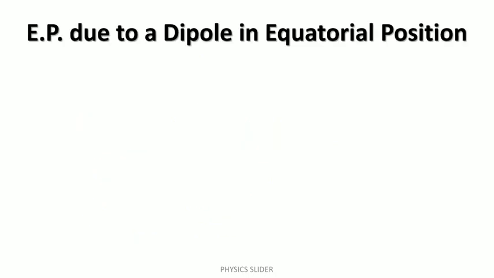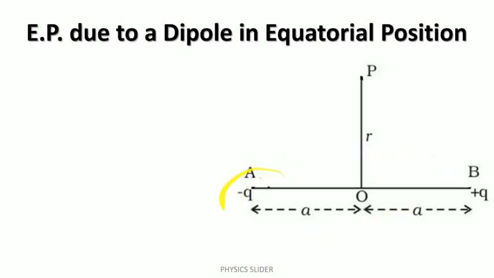Now moving on with the electric potential due to a dipole in equatorial position. So let us consider a dipole of charges minus q and plus q separated by a distance 2a, this a and this a, and we need to calculate the electric potential at a point p, which is at a distance r from the center of this dipole. So what we need to do, we need to find out the electric potential due to this negative charge at this point p, and due to this positive charge at this point p. Then we need to calculate the net of these electric potentials.